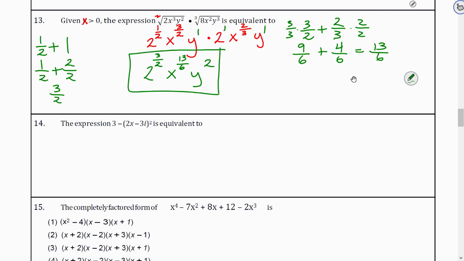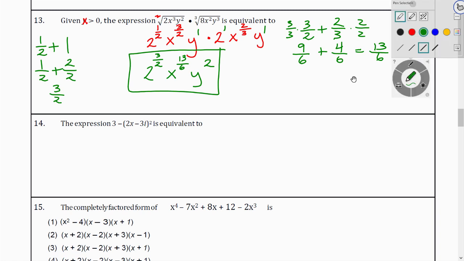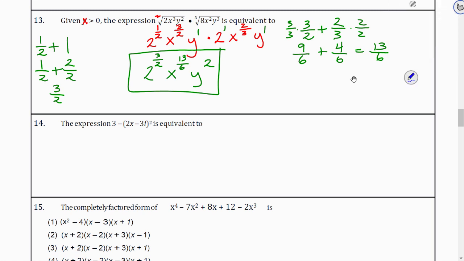Okay? All right. Number 14, the expression 3 minus the quantity 2x minus 3i squared is equivalent to what? Now again, this is multiple choice in your packet, but we're going to actually just simplify it. So 3 minus, now squared means times itself. So I have 2x minus 3i and 2x minus 3i. And I'm going to distribute.